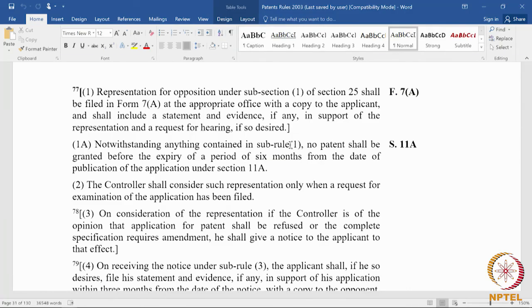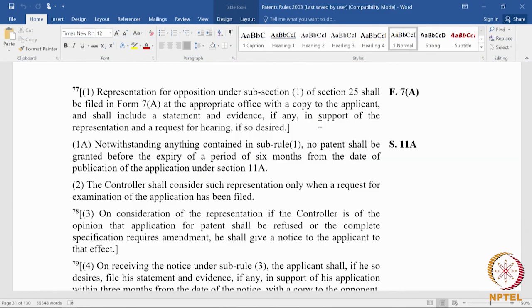Rule 55(1A): notwithstanding anything contained in sub-rule 1, no patent shall be granted before the expiry of a period of 6 months from the date of publication of the application under Section 11A. Now, we know that once it is published, only then you can file a pre-grant opposition. We saw in the language of 25(1), after publication of the application till any time before the grant, that is the window period. This specifically says you should not grant a patent within 6 months of publication.